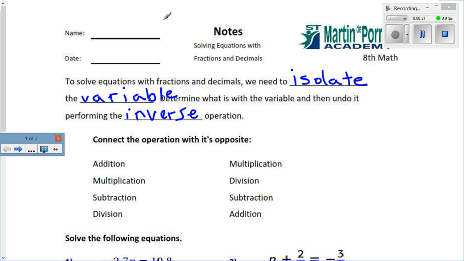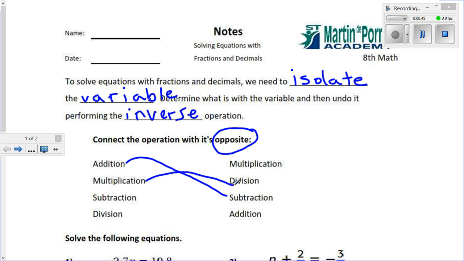And the way you do that is you look at it and think what's with it, what operation, and do the inverse, or you could call it the opposite operation. So the opposite operation of addition is subtraction. The opposite operation of multiplication is division. The opposite operation of subtraction is addition. And then division, the opposite operation is multiplication.